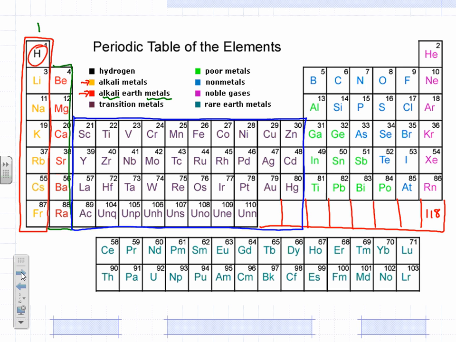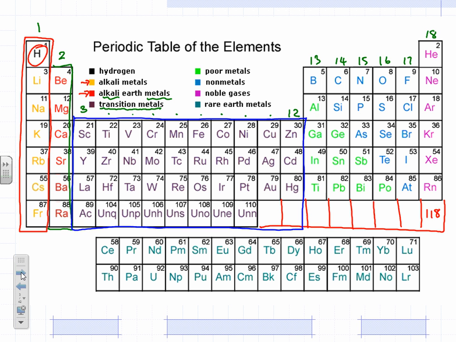Let me just write in the numbers of the groups. So that would be group 2. This is group 3, 4, 5, 6, 7, 8, 9, 10, 11, 12. And then we've got group 13, 14, 15, 16, 17, and 18. Okay, the ones that I've highlighted in blue are the transition metals. The transition metals here, and this box immediately below that I've highlighted in blue.